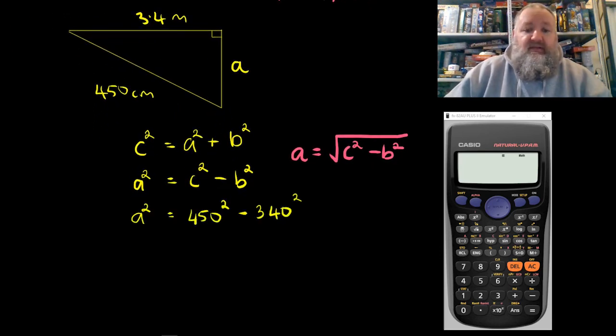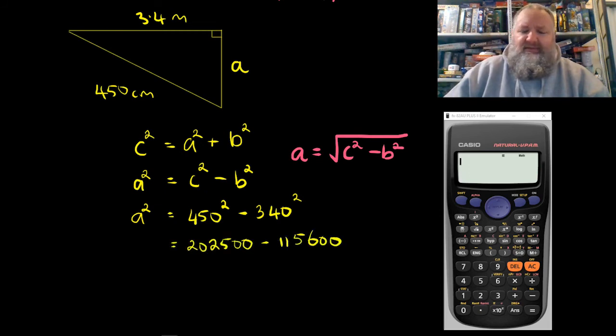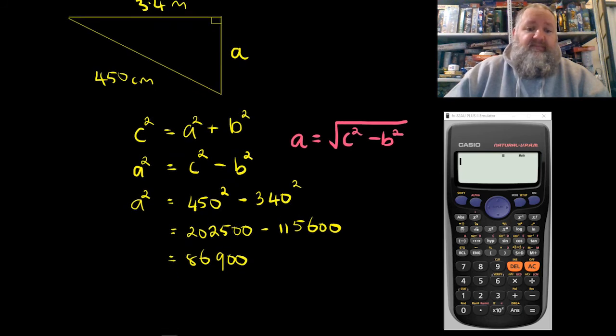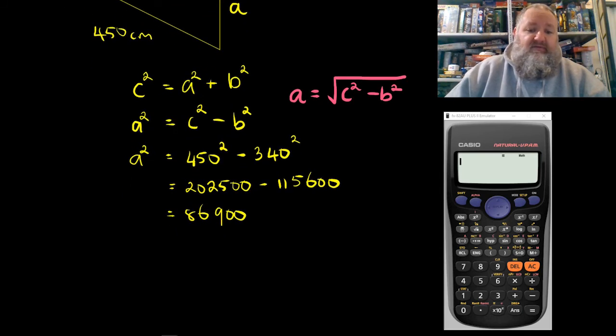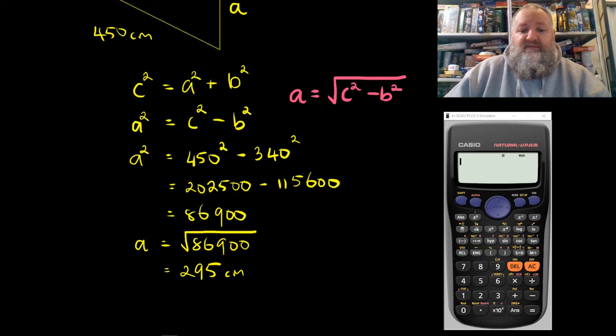All right, so let's have a look at what we did here. I substituted in the values that I had. There's my 340 that I figured out I needed because it's got to be in centimeters. I then do those calculations on my calculator. I don't want to do those by hand. I do the subtraction. I get 86,900. Because that was, of course, for a squared, I now need to find the square root of both sides. And I'm going to round it off to the nearest centimeter, 295 centimeters.